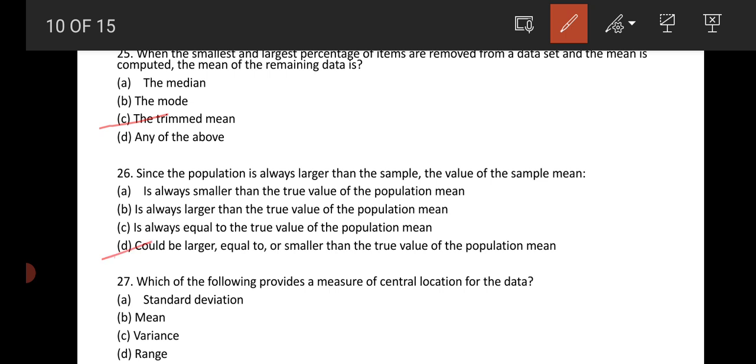Which of the following provides a measure of central location from the data? Among these, as we saw earlier, the mean provides the measure of central location.